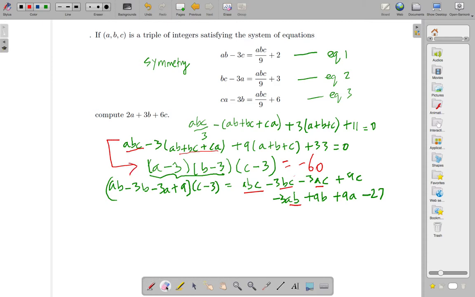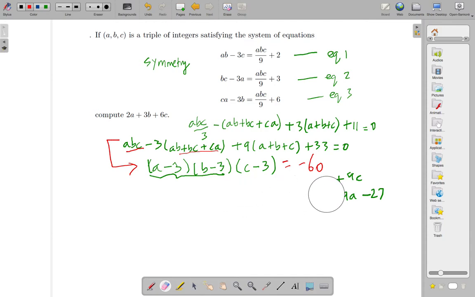So let me erase that part. Since this is a video, you can always go back and check. So this is what A minus 3 times B minus 3 times C minus 3 is: negative 60. So what do you do next? Well, this might take a long time, so let's try a different strategy here. Let's mark this as equation 4.